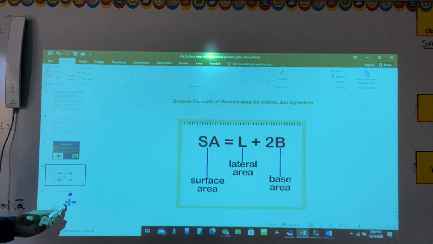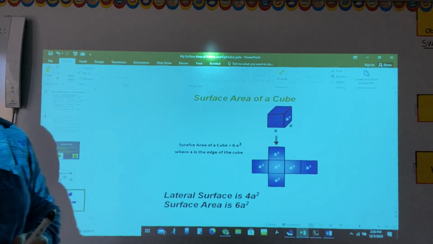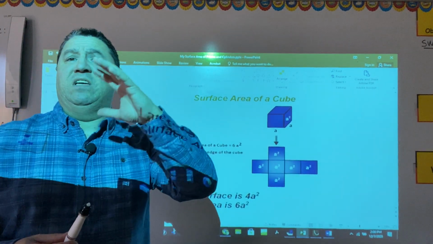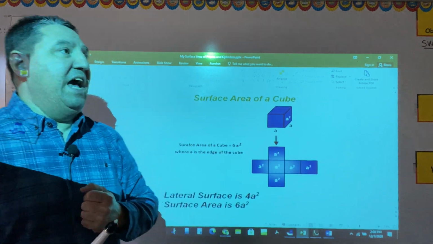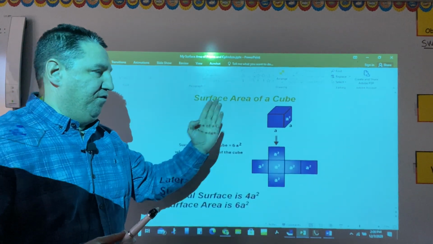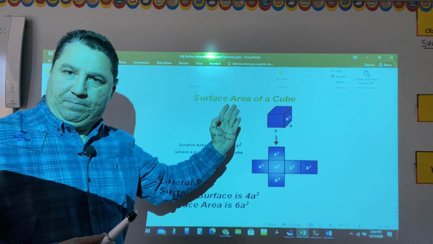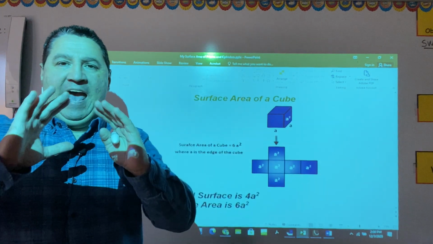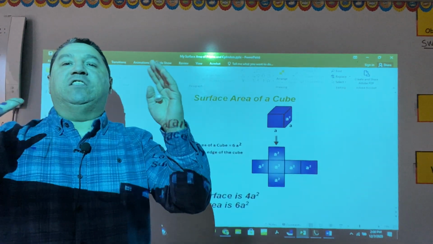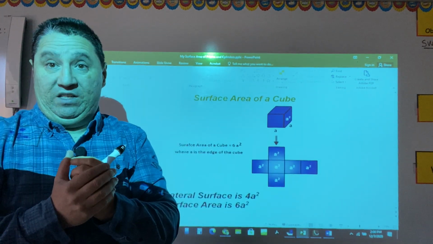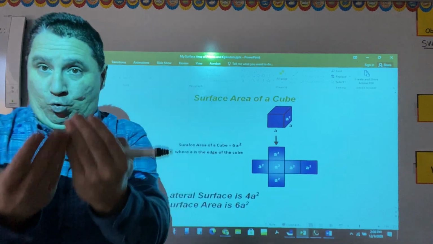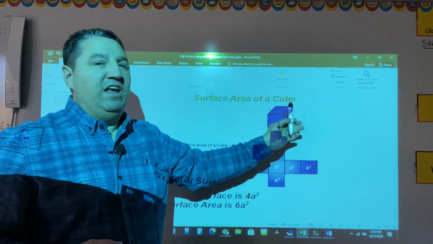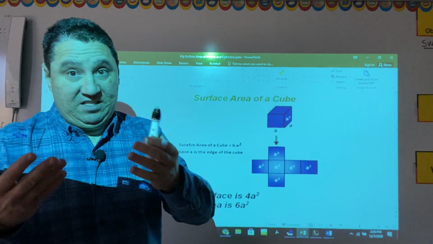Now, let's start with the first prism, probably the most common prism and the easiest one. The first prism is the cube. As we know, a cube has all its faces congruent, identical, and squares. In other words, length, width, and height are the same.